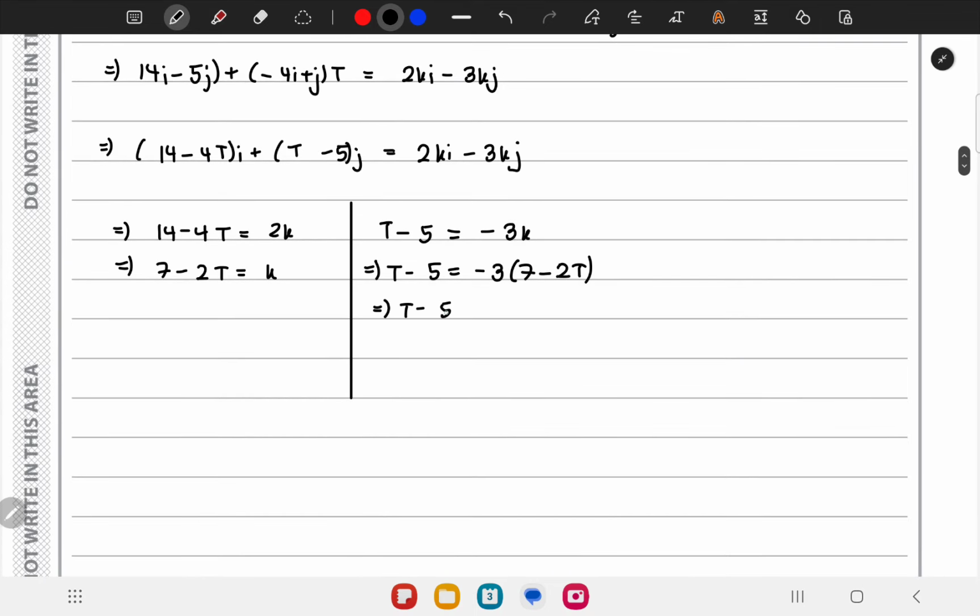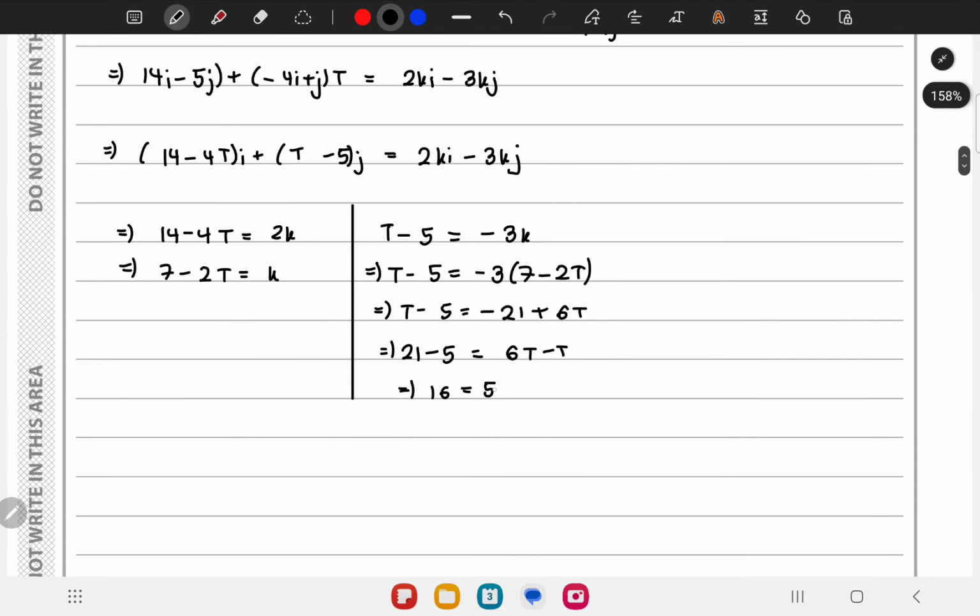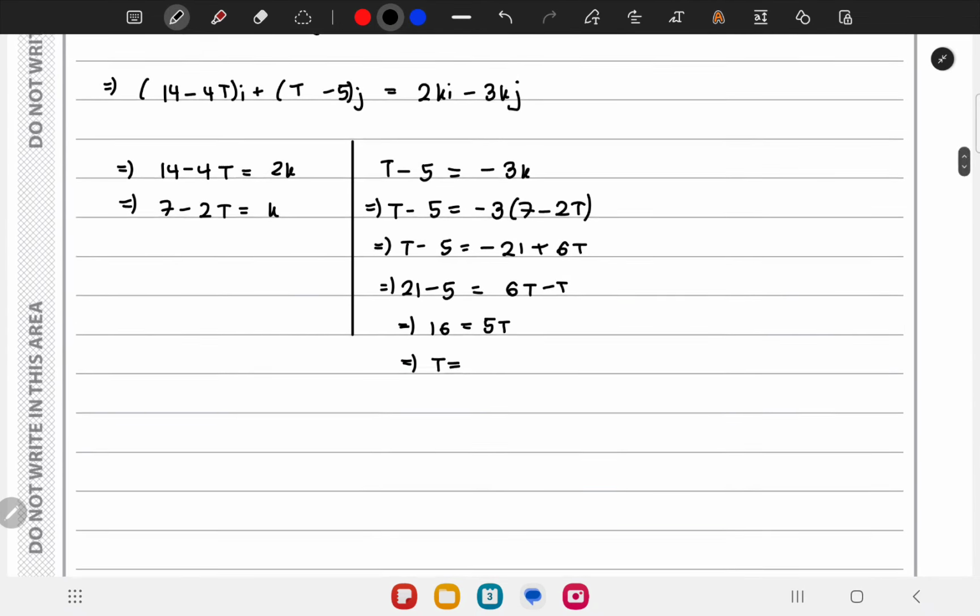So t minus 5 equals minus 21 plus 6t. We'll move this t to the right and this minus 21 to the left. So we'll get 21 minus 5 is equal to 6t minus t. So 16 equals 5t. The value of t would be 16 by 5, which is equal to 3.2.